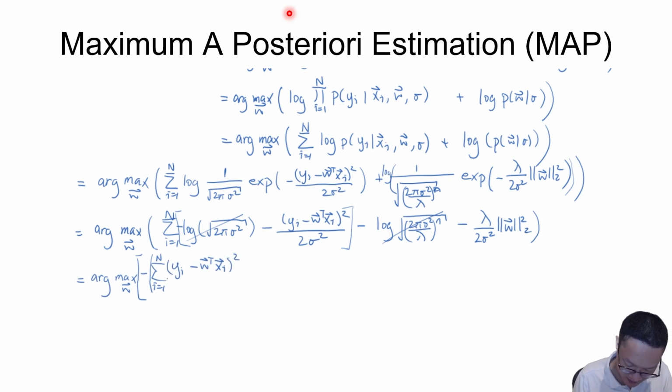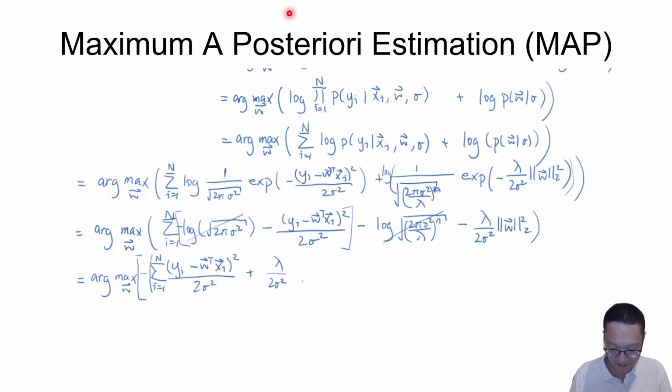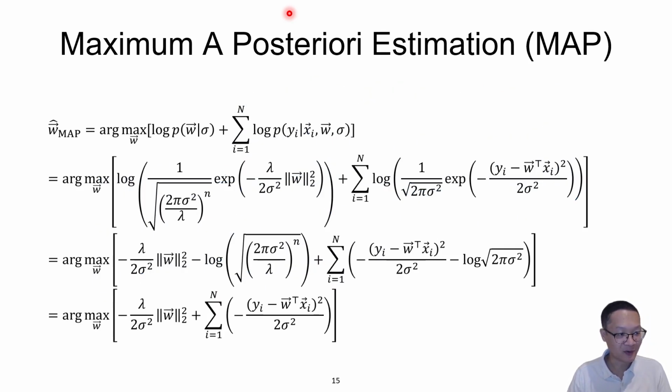Squared over 2 sigma squared plus lambda over 2 sigma squared. So now you can kind of see why we chose our prior distribution to have sigma squared over lambda as the covariance. So that's basically what we're doing on this slide.